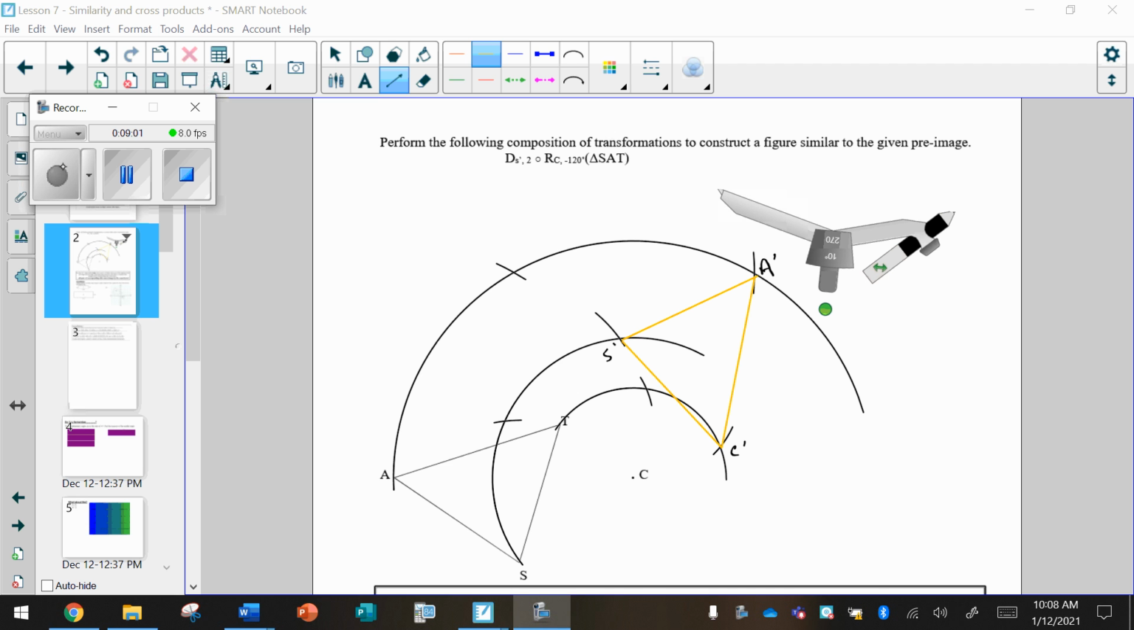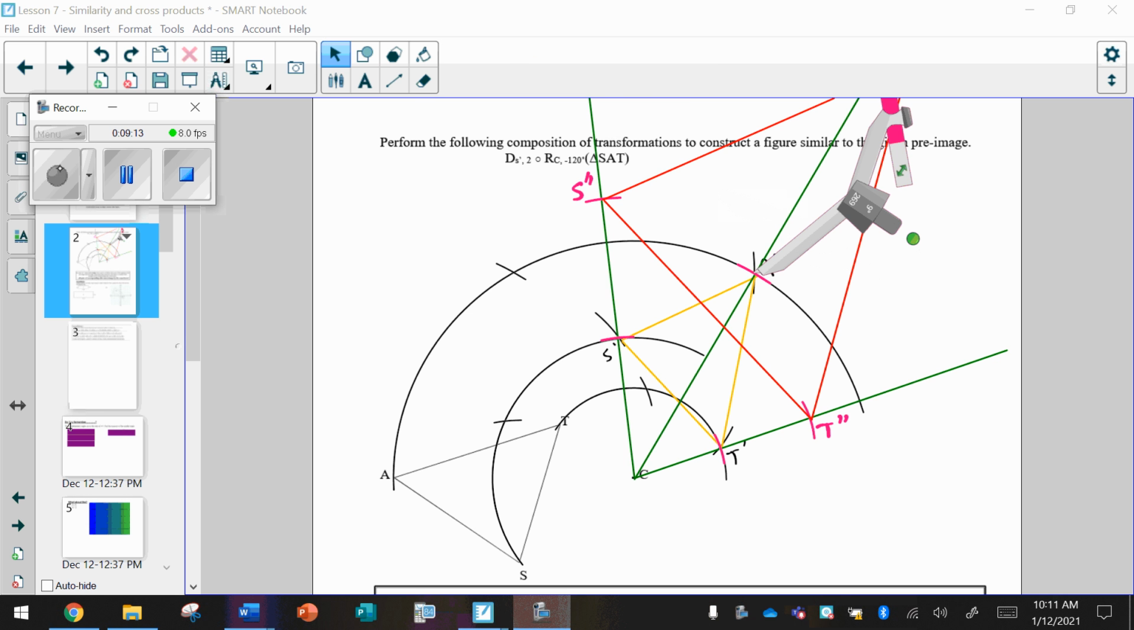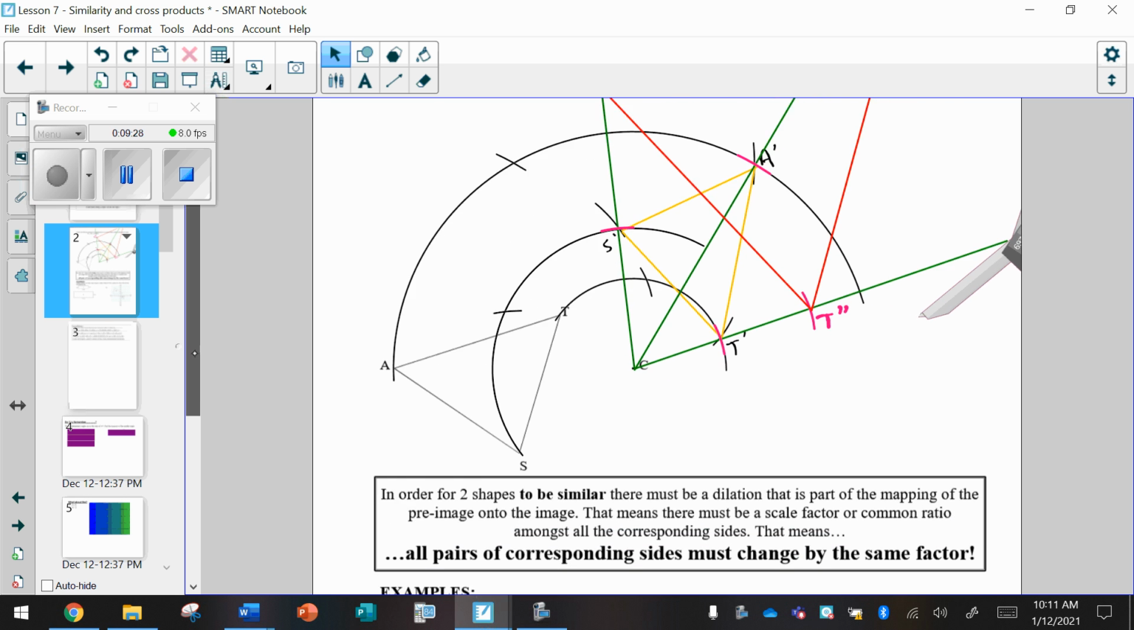So make sure your rotation went in the correct direction. We're doing negative 120 degrees, so it should go clockwise. And now from here, we're going to do a dilation of a scale factor of 2. So as I mentioned, the dilation is going to end up for point A double prime a little bit off your page. But we can see if we have S double prime and T double prime in the right place. So our scale factor of 2 applied to the rotation first.